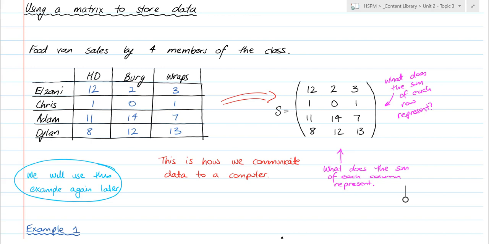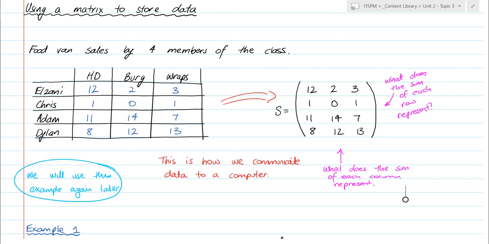So in this case it's food van sales, and HD is hot dogs, burg is burgers, wraps is wraps. Pretty boring. S is the matrix name, S for sales, and I've put the data into a matrix form there. So all I've really done here is I've taken away some of the context. But as long as I've got some definition of the context somewhere, I can go back to the context if I need to, but now I've got something numerical that I can do analysis of and I can do calculations from.